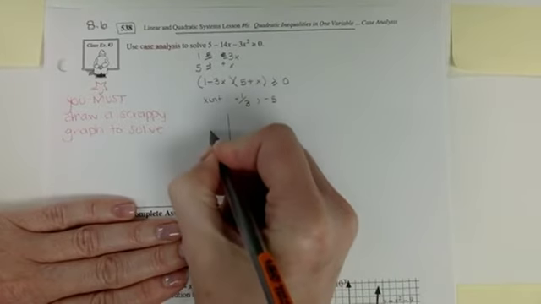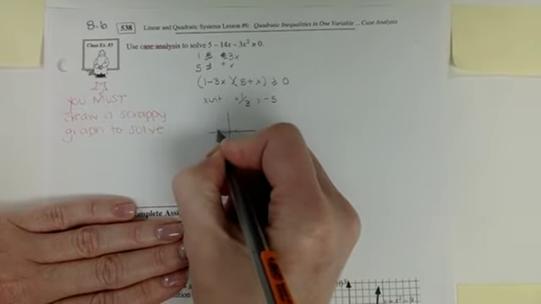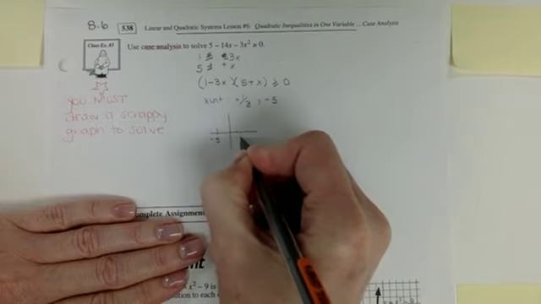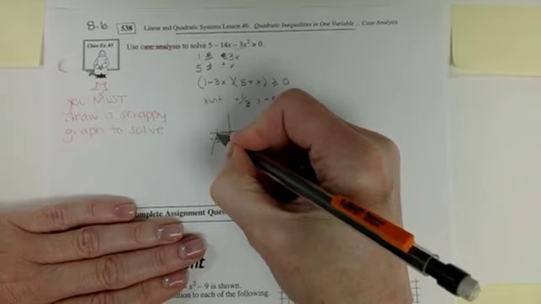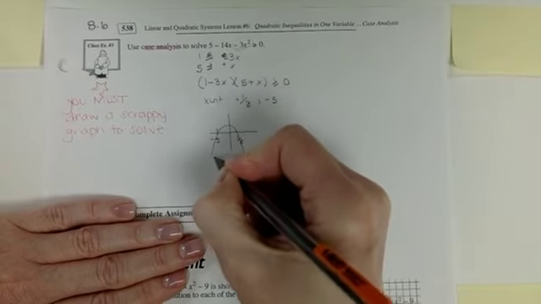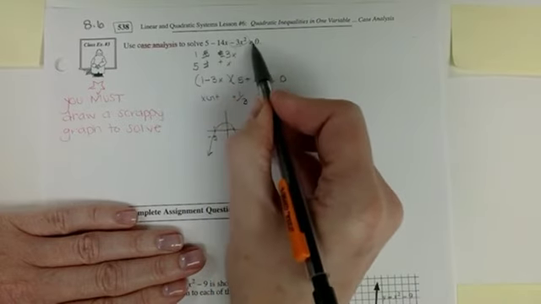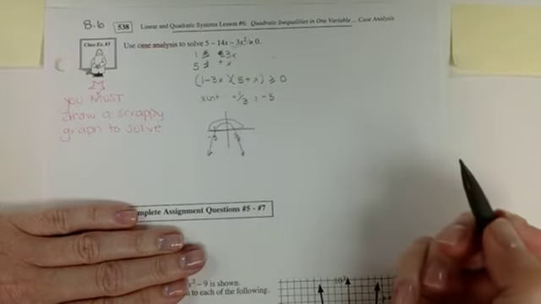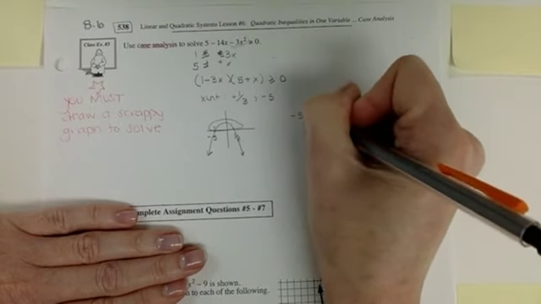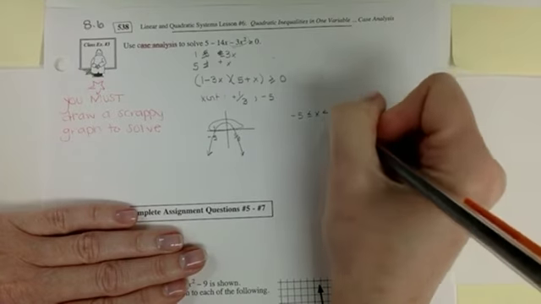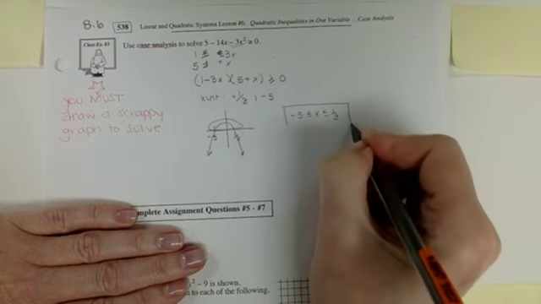Then I'm going to make just a scrappy graph so that I can tell. 1/3, negative 5. And my parabola is upside down. That's important. And now I want to know when the expression is greater than 0, so above the x-axis, there. So x is going to be negative 5 less than or equal to x less than or equal to 1/3. Nice.